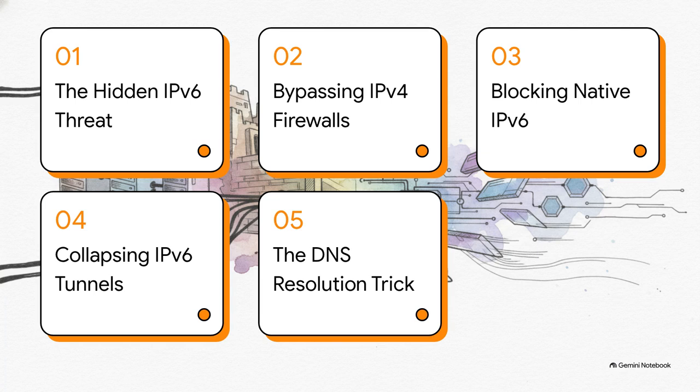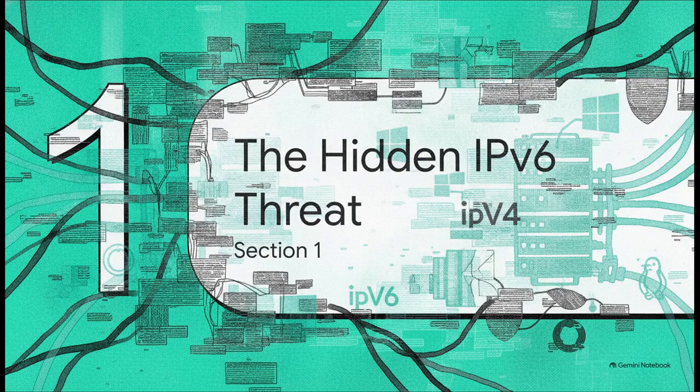Okay, here's our game plan for today. Number 1, the hidden IPv6 threat. Number 2, bypassing the IPv4 firewall. Number 3, blocking native IPv6 traffic. Number 4, collapsing unauthorized IPv6 tunnels. And finally, number 5, the DNS resolution trick. Let's start with Section 1, the hidden IPv6 threat.